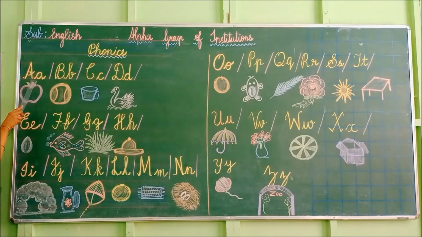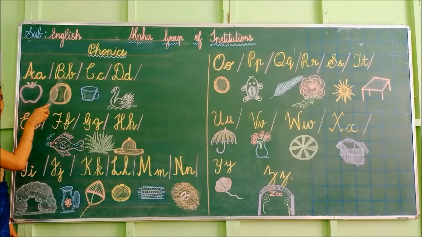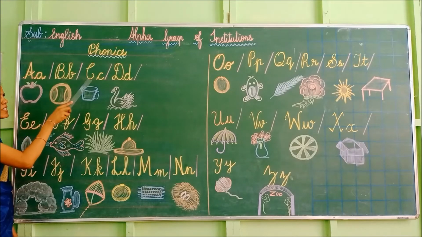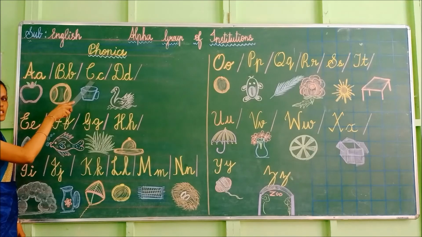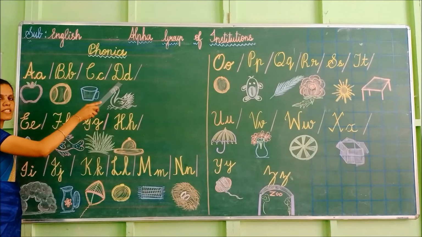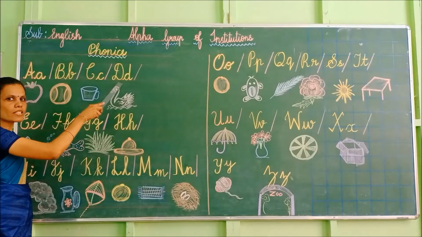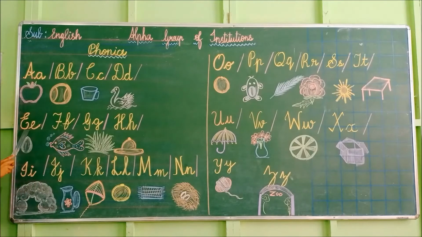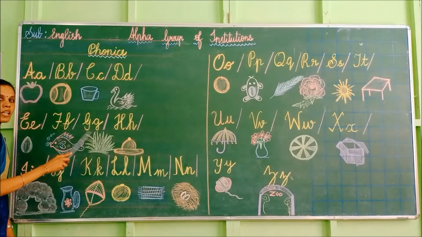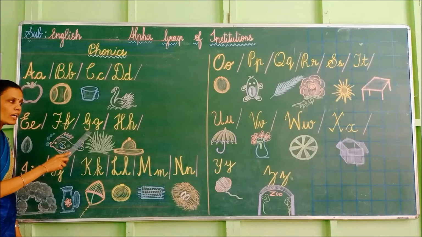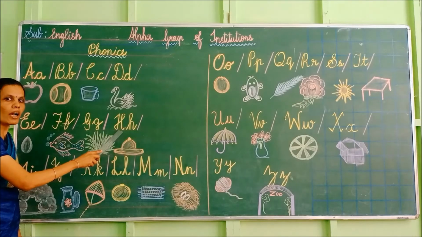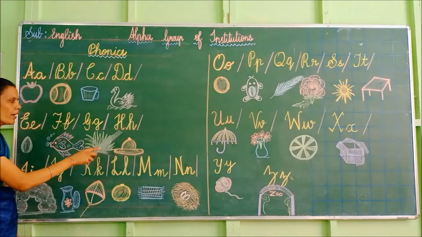A sounds A. B sounds B. C sounds K. D sounds D. E sounds A. F sounds F. G sounds G. H sounds H.